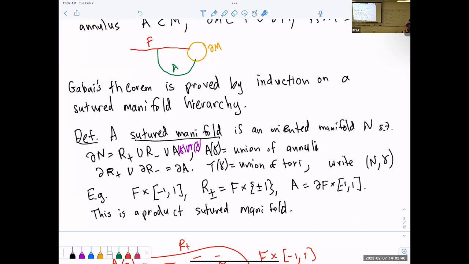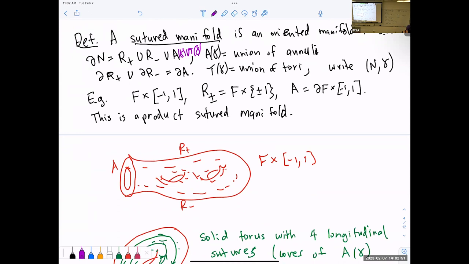So we could indicate that with some orientations here. In this picture R minus is on the inside, and that will be oriented pointing in, and then the annuli will be the boundary components of F. Okay, so that's the basic example. If we start with a fibered knot and cut along a Seifert surface, then the complement is a product sutured manifold. You can immediately extend this to a taut foliation of a product sutured manifold. You just take the product foliation, and that extends to a foliation of the knot complement.